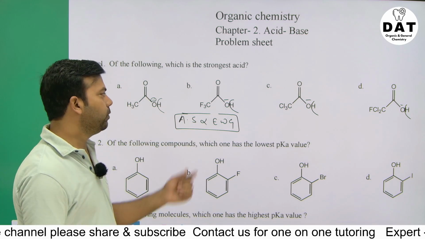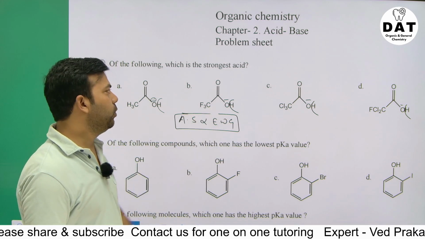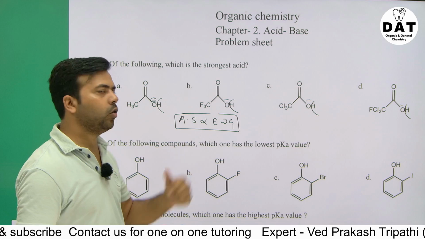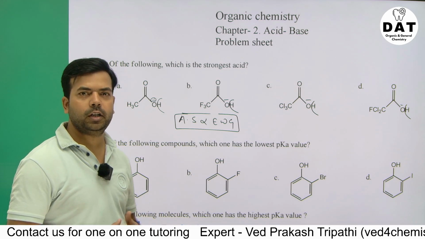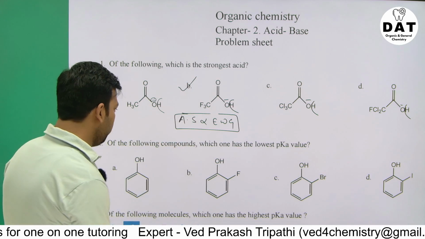More the withdrawing group, more will be the acidic strength. You can see here we have 3 fluorine, and fluorine is a withdrawing one. So 3 fluorine has maximum strength, and it can stabilize the conjugate base. The more stable the conjugate base, the stronger the acid. So the answer will be B. Now move to the next.